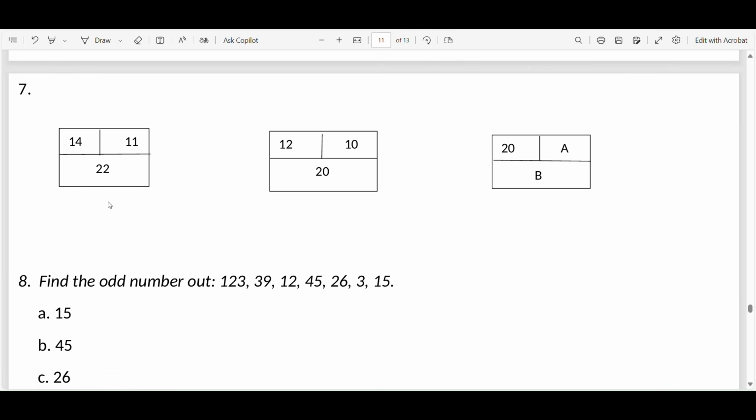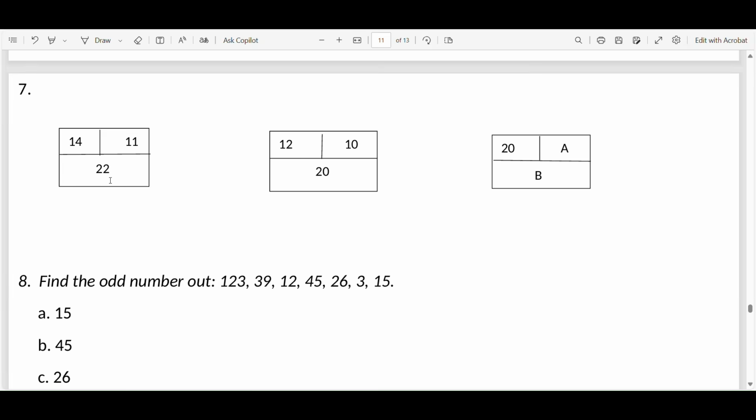So here you are having 14, 11, and 22. And in the next one, we are having 12, 10, and 20. And 20, A and B. You need to find out A and B, both of them. So let's see how we'll be doing this question. Okay. How we'll be answering. So when you add both of them, you are getting 40, sorry, 25. Okay. So when you add 14 plus 11, you are getting 25.